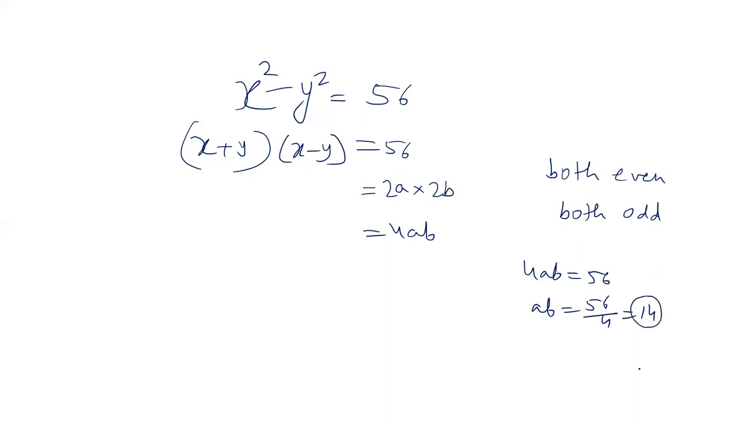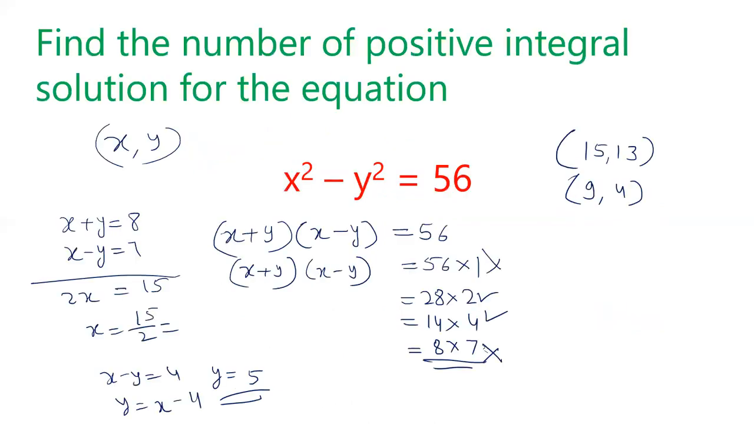So we have to just find the number of pairs of factors of 14. 14 can be written as 2 into 7. So the number of factors of 14 will be (1 plus 1) into (1 plus 1), that is 2 into 2. So there are 4 cases possible for the values of a and b. But out of those, if we want positive integral solutions, then there are 2 cases only.